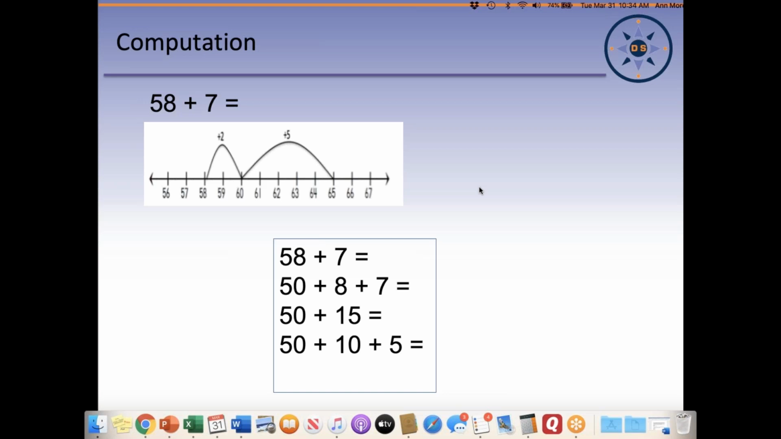They know that from 58 to 60 is 2. How many more do I have? I have 5 more. So they can do that in their head. They can do that on a number line.